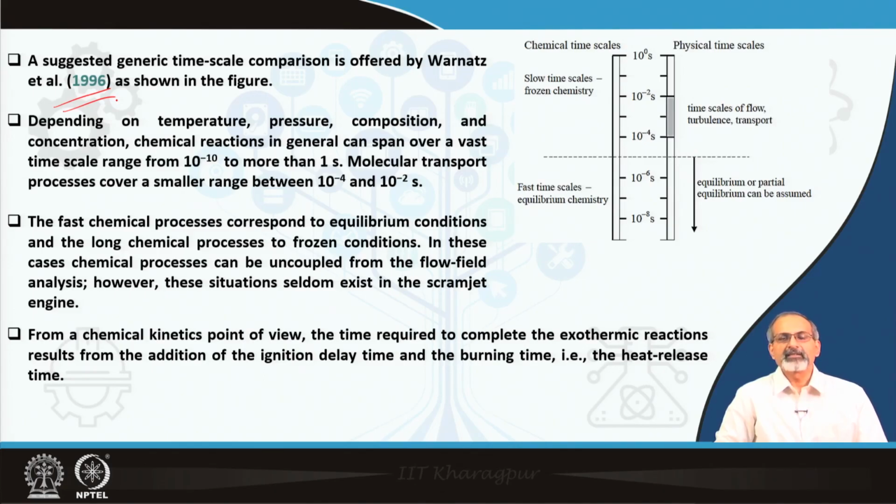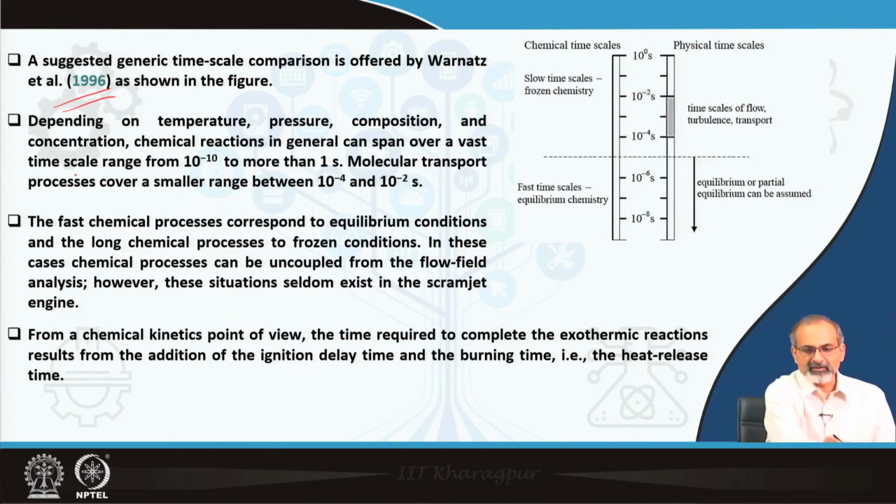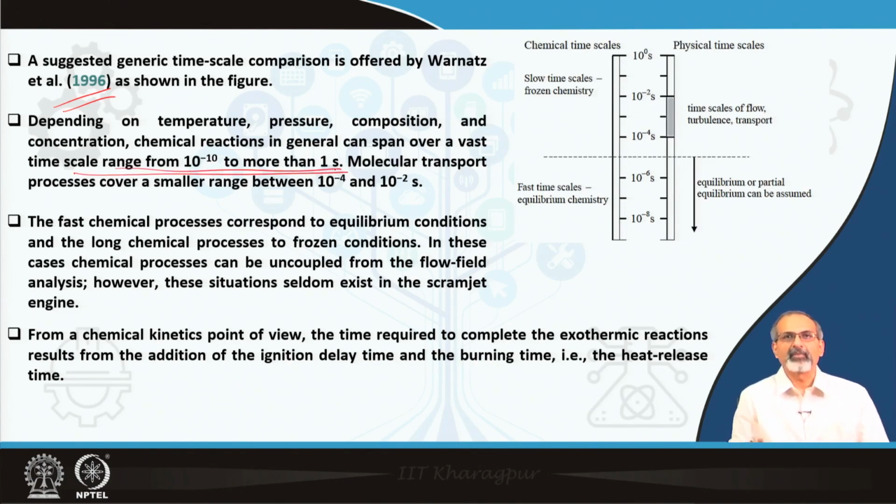chemical reactions in general can span a vast range of time scales, typically in this huge band. Molecular transport, on the other hand, can occur within this band. The fast chemical processes would create equilibrium conditions, and long chemical processes will create frozen conditions. In these cases, chemical processes can be uncoupled from the flow field analysis. However, that kind of situation is generally not encountered in scramjet engines.